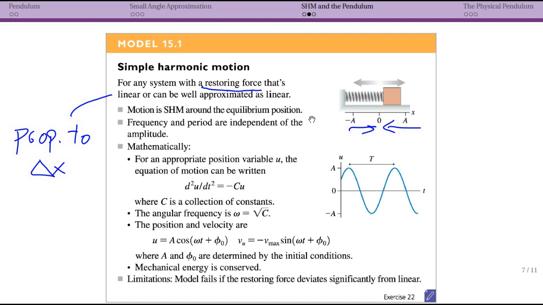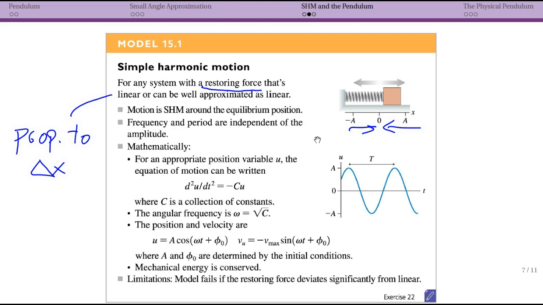Now, one thing that always comes up, and again, the math gave us this, is that frequency, either f or omega, and period, are independent of amplitude. You can start it with different amounts of velocity, different energy, different position, and you're always actually going to have the same period, the same behavior in time.